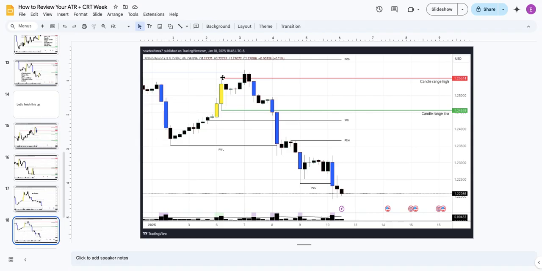Now here's a good one though. This is a better one. See how price broke above it? But again, look for your money candle. Configure an entry and possible exit.